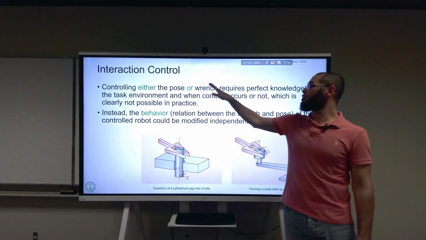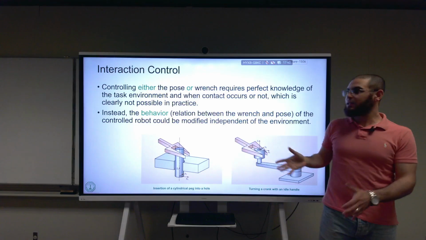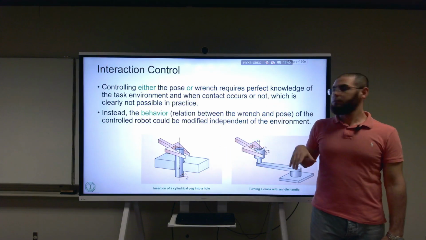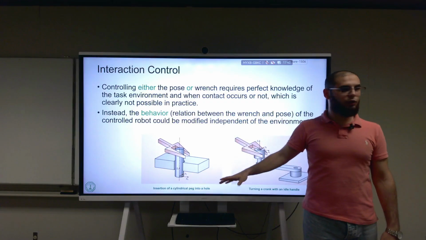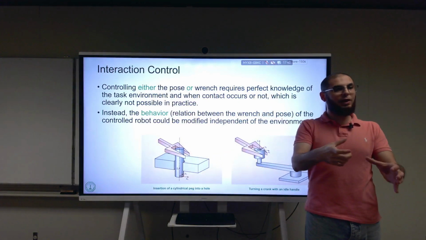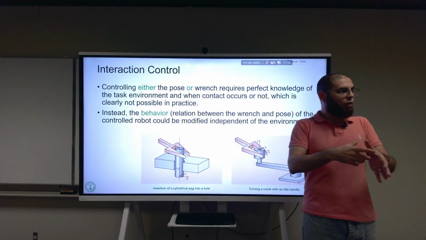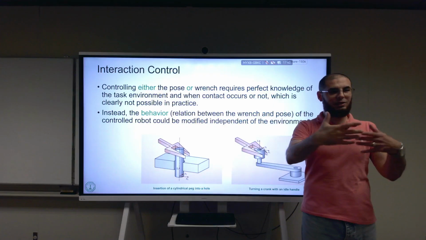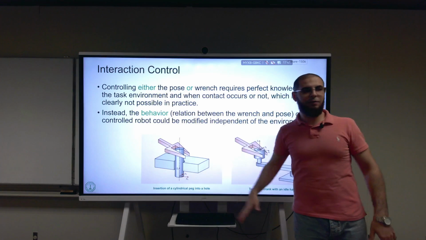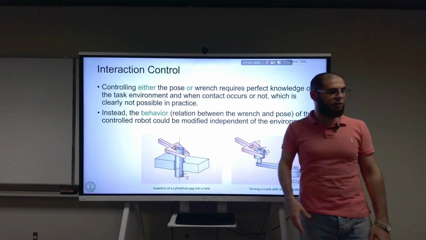Controlling either the pose or the wrench means that you need to know exactly how the environment looks like, how the task looks like. Okay. And when exactly the contact occurs or not. Okay? And that's not possible. For example, if I have this piece and I want to insert it into the hole, I need to know exactly, okay, where is this in the environment? How big is it? How small is it? Even if I'm using sensors, for example, vision, and so forth, it will never be perfect. Which means that on the controller side, I cannot assume this is perfect knowledge.